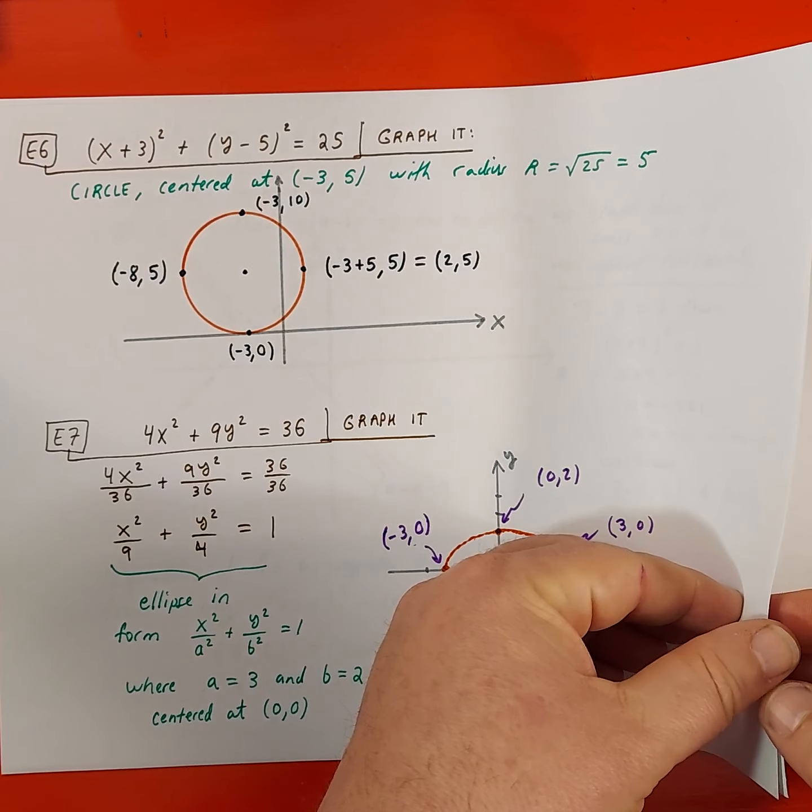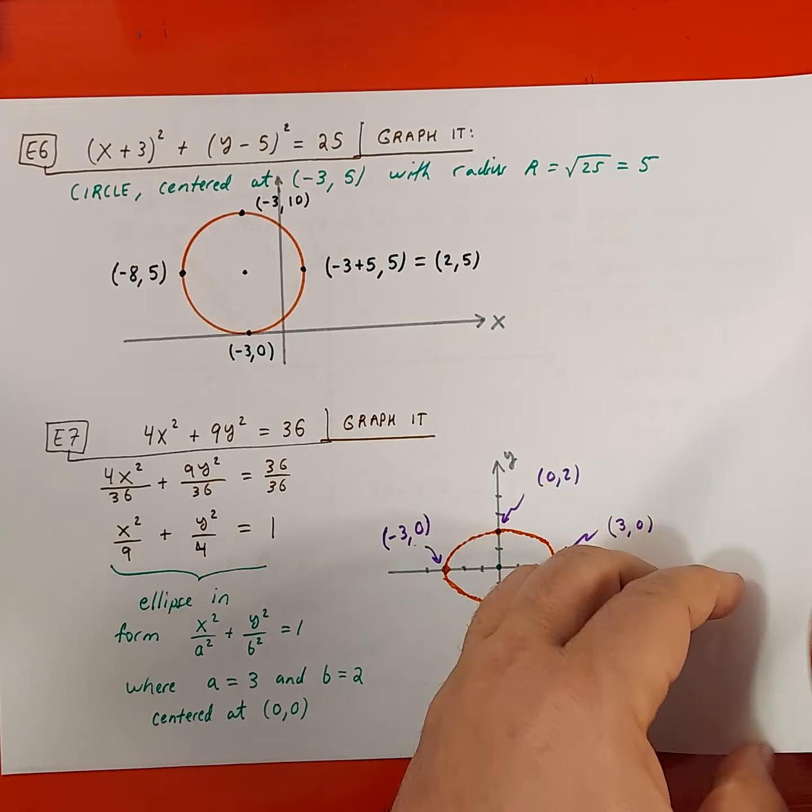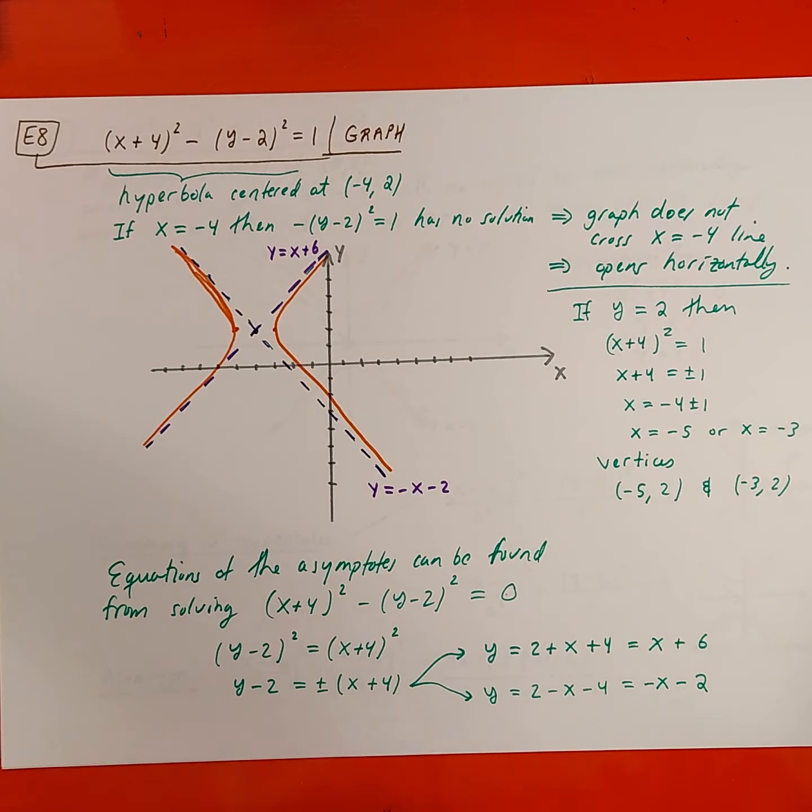So an ellipse is a sum of squares. A circle is a sum of squares, but the squares match. And a hyperbola is when there's a difference of squares. Here's another one of those.